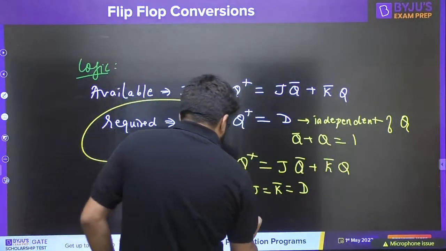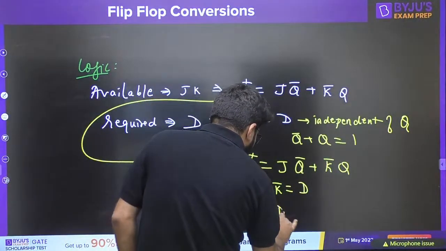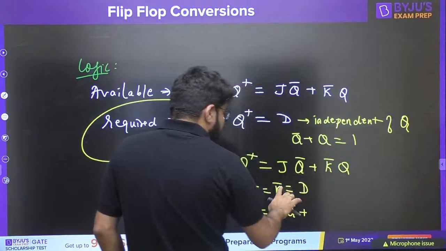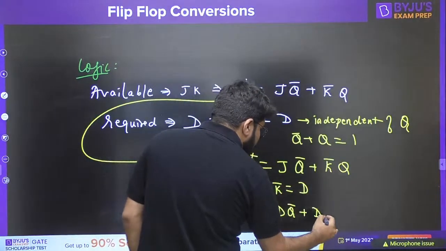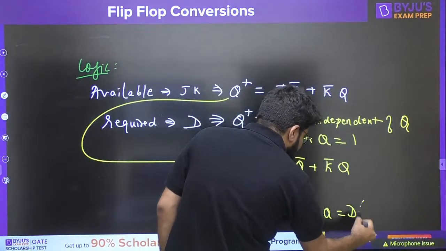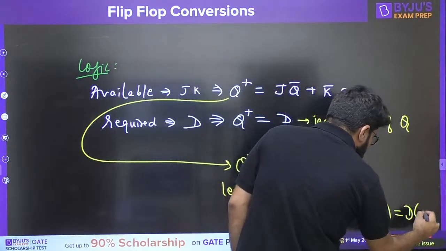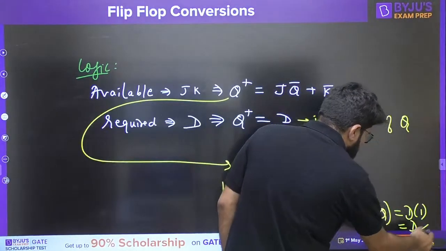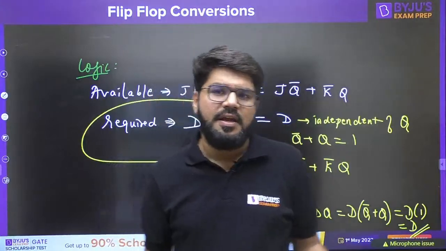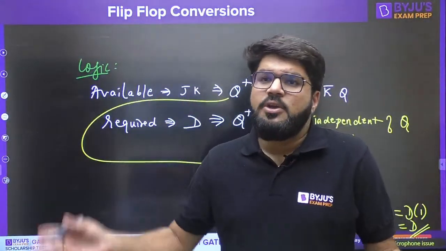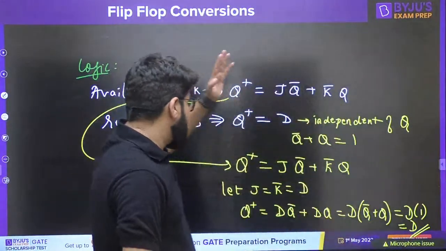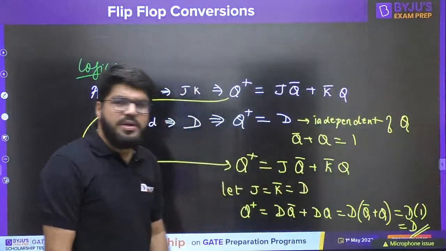So as soon as I did that, what happens? Q plus is equal to D Q bar plus, now what is K bar? K bar is also equal to D, right? So that I can take D common. Q plus Q bar is 1, so I get D into 1. Final answer is D, and hence by this logic I am simply able to say that you can convert a JK latch into a D latch by putting J equal to D.